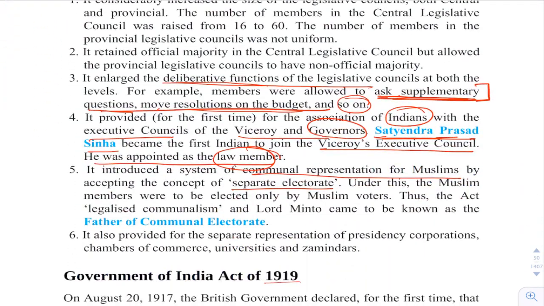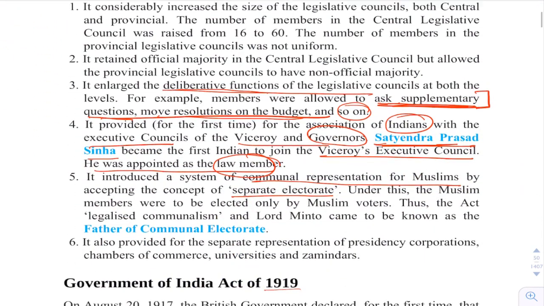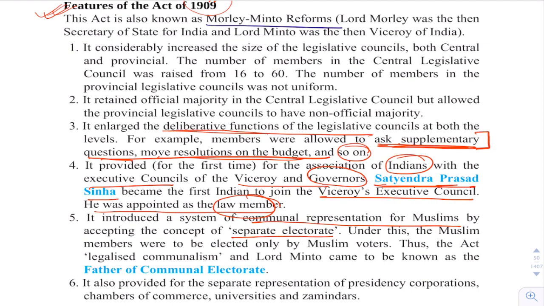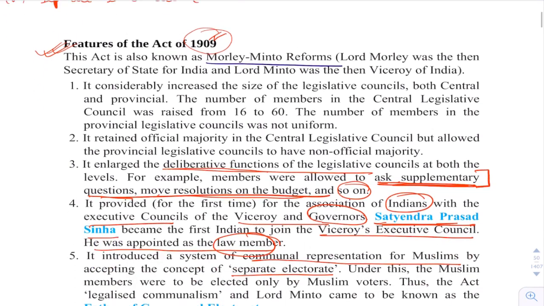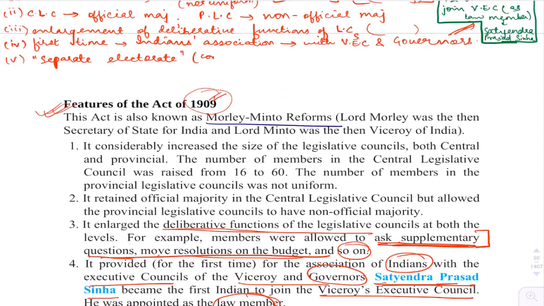Anyway, so the second last point, what was it? About accepting the concept of separate electorate. So separate electorate, और ये किन के लिए था? Muslims के लिए. So what happened here was communal representation for Muslims.